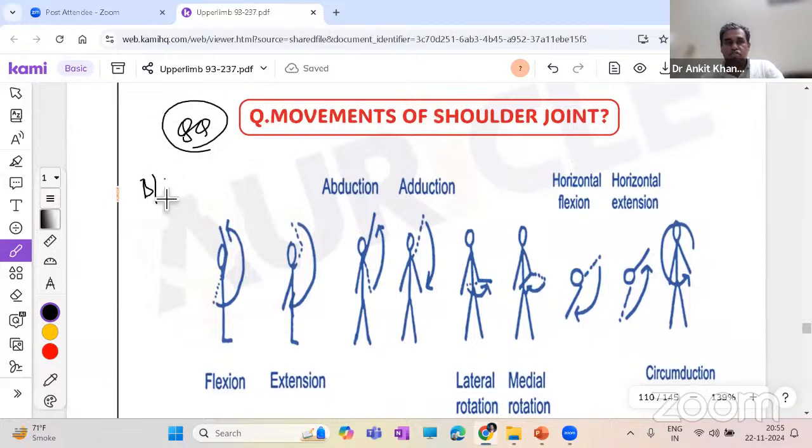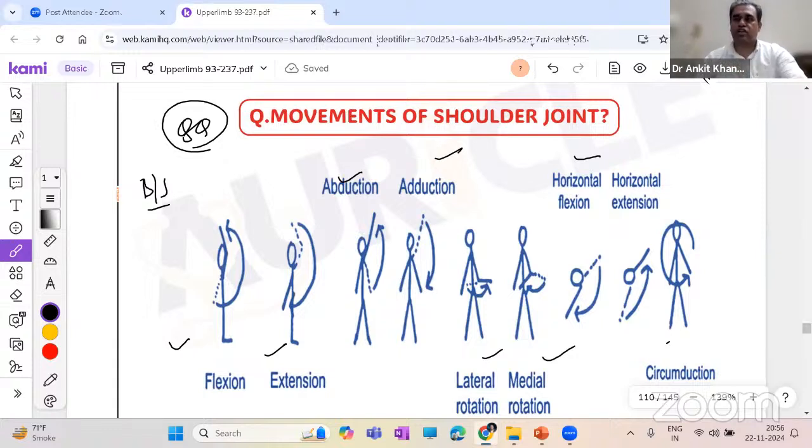Why? Because it's a ball and socket, and the most commonly seen joint in motion. Always moving your hand, the shoulder joint is always in action. So it does flexion, extension, abduction, adduction, horizontal flexion, lateral rotation and all. I'm just trying to show you the movements. Let me do some movements on my shoulder only. So you're seeing my right shoulder over here. This is flexion. It is not straight like this, it is somewhat medial. And opposite is the extension. This is the extension. So flexion is this, extension is this.